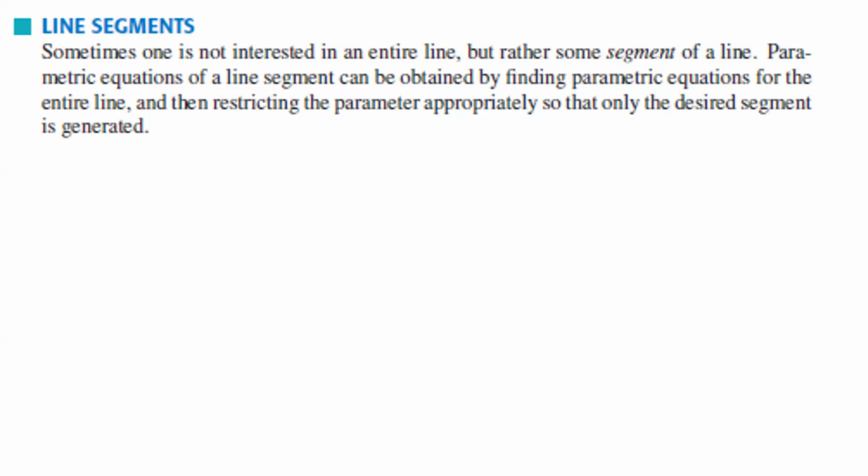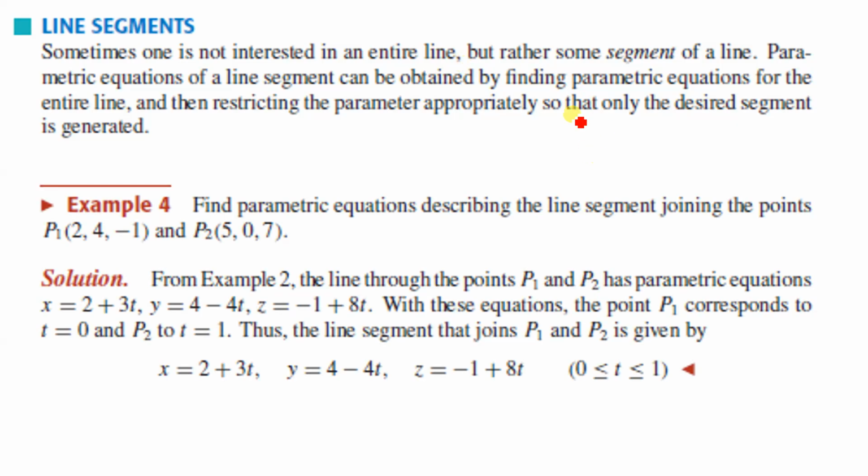Line segments. Sometimes we are not interested in an entire line, but rather some segment of the line between 2 points. The parametric equation of a line segment can be obtained by finding parametric equations for the entire line, but we restrict t in this case to find the segment. So in this case, t lies between 0 and 1.